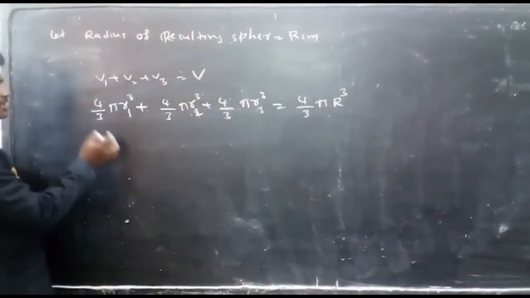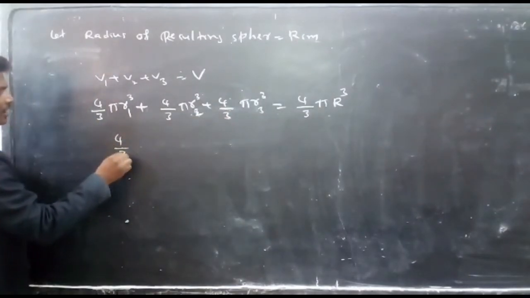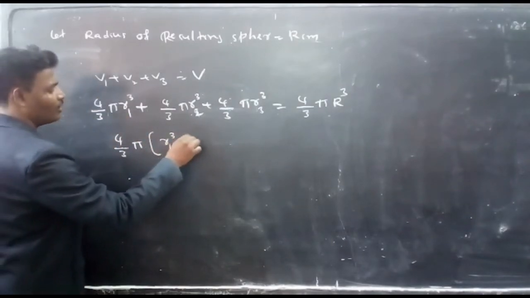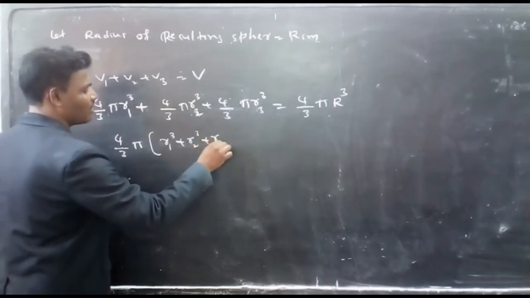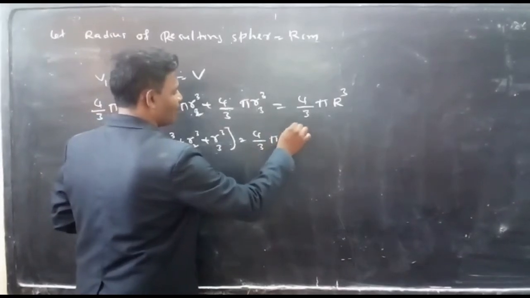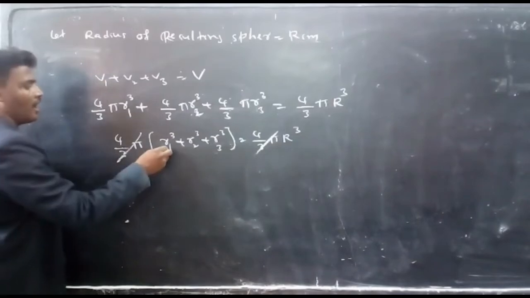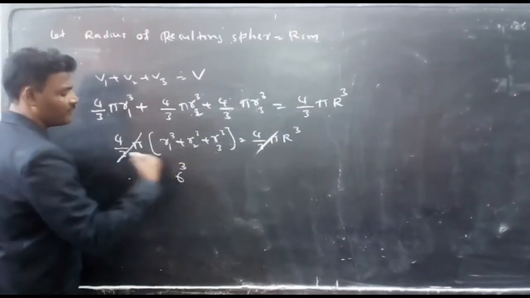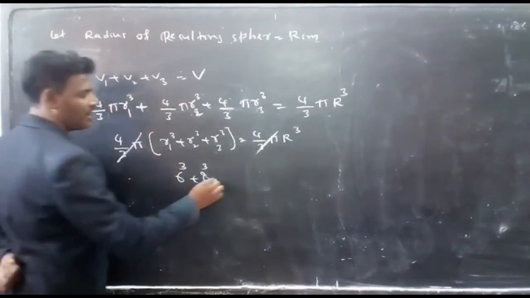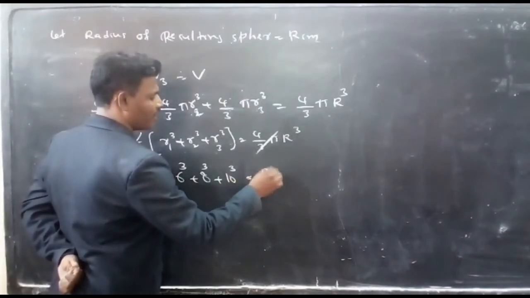Here from this, what is the common? 4 by 3 pi, 4 by 3 pi, 4 by 3 pi. So I am taking the 4 by 3 pi as common. So what is the remaining here? r1 cube plus r2 cube plus r3 cube is equal to R cube. 4 by 3 pi and 4 by 3 pi get cancelled. r1 cube means radius of the first sphere, r2 cube means radius of the second sphere, r3 cube means radius of the third sphere is equal to R cube.